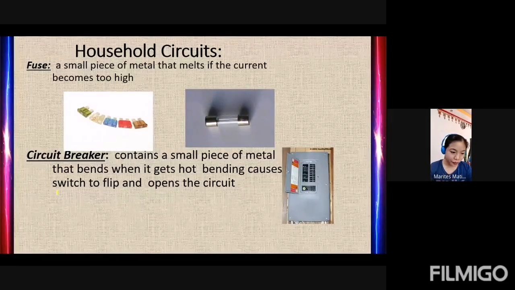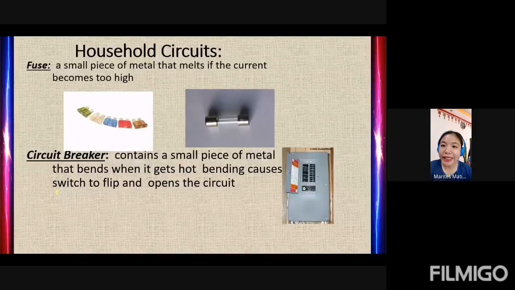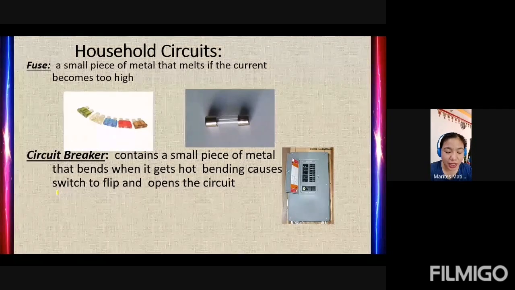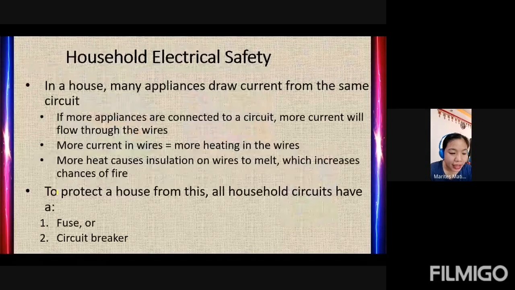Okay, so that is our circuit breaker. Ganun lang kabilis. So that ends our lesson for this quarter, Quarter 1. So, any question mga anak? Or any additional information regarding household electrical safety?